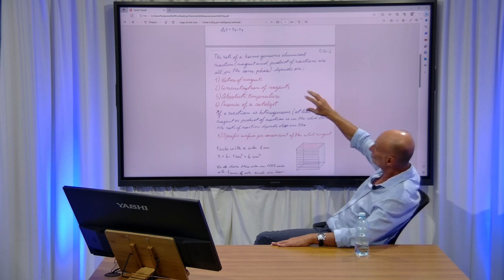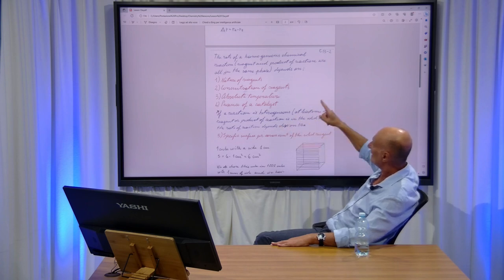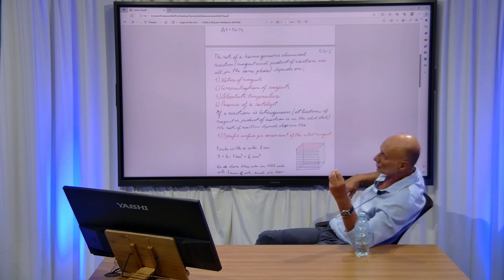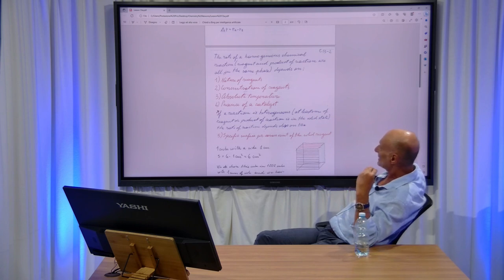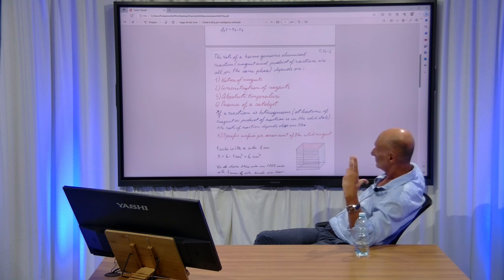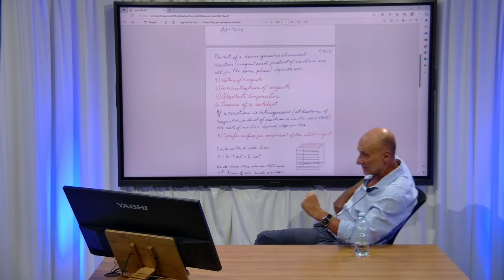Before going into detail, I will tell you that if a reaction is heterogeneous, meaning that at least one reagent or product of the reaction is in the solid state, the rate of reaction depends also on the specific surface per mass unit of the solid reactant. Let's see this point.